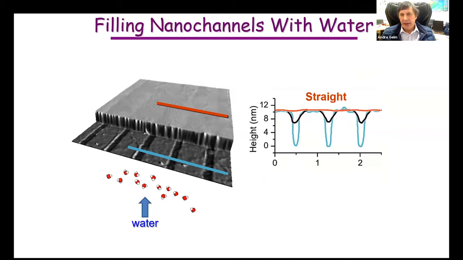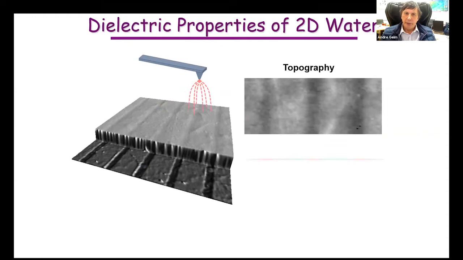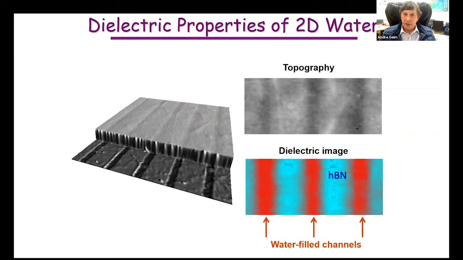After we have done this topography measurement, we put our microscope in dielectric imaging mode, and we see underneath the boron nitride top crystal the dielectric properties of whatever fills those capillaries. And you see here bright images, it's water, high dielectric constant. Those channels are quite microscopic, about 10 nanometers high.